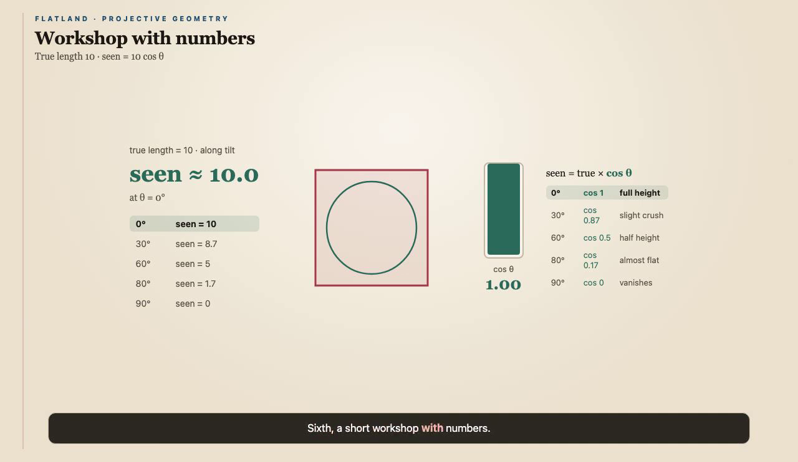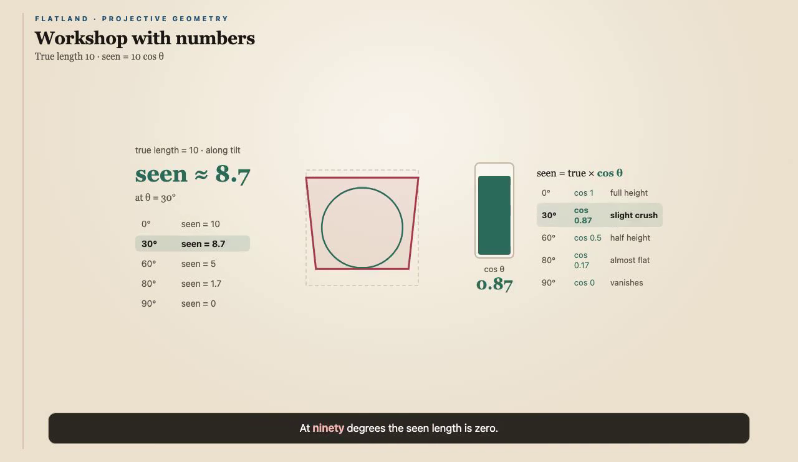Sixth, a short workshop with numbers. Suppose a segment of true length 10 units lies along the tilt direction. At 0 degrees, the scene length is 10. At 30 degrees, the scene length is about 8.7. At 60 degrees, the scene length is 5. At 80 degrees, the scene length is about 1.7. At 90 degrees, the scene length is 0. Plot those 5 points. The curve is the cosine curve restricted to a quarter turn. Every crushed rectangle you have ever seen in a diagram is a sample from that curve.